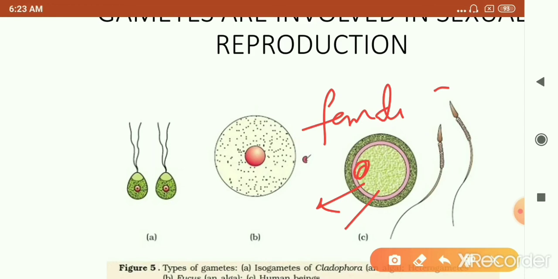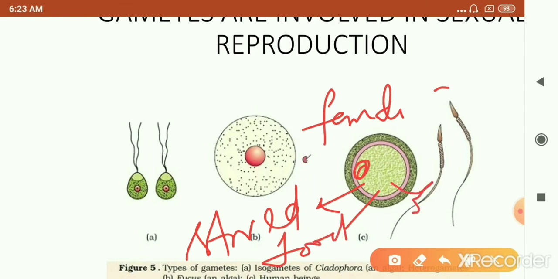So in such cases, the zygote, after being formed, will get attached to the wall of the uterus of the mother, and from the mother's body, the food is taken up by the zygote for its further development. But in case of oviparous animals, like frogs, reptiles, and birds, the egg will definitely contain stored food. This stored food will be used by the zygote after fusion, for its development.